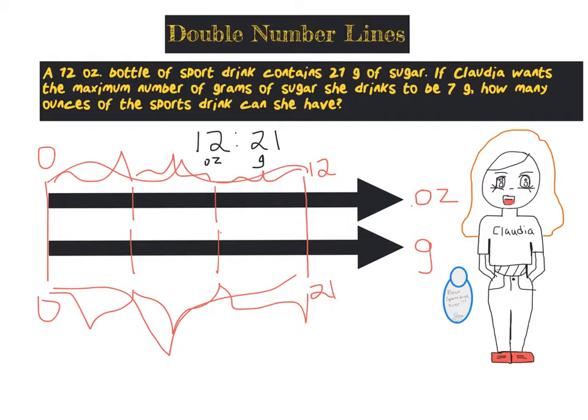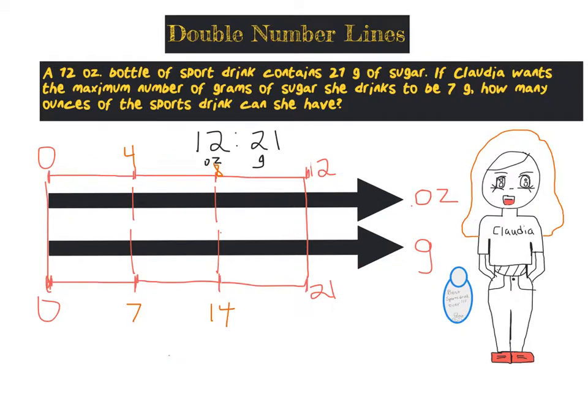So you could come back and I cleaned it up a little bit because it was bothering me, but if we're going from 0 to 21 in 3 equal parts, then each part here is 7, 14, 21. And if we're going to 12 in 3 equal parts, then it's going to be 4, 8, and 12, which means here's our answer, 7. If she wants to drink 7 grams, that means she can only drink 4 ounces.